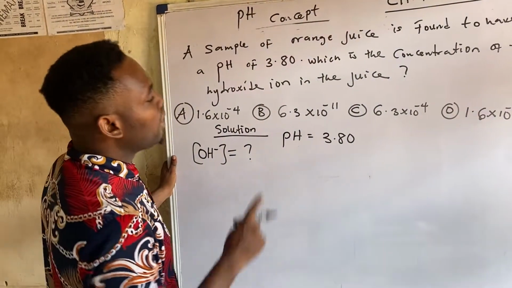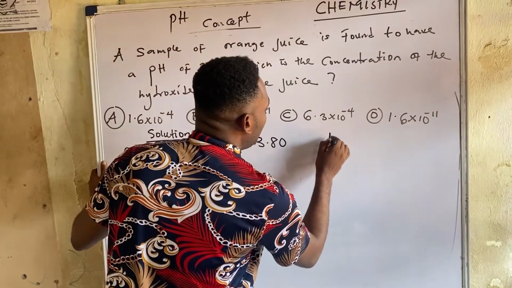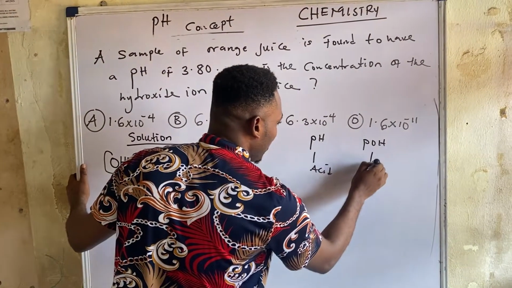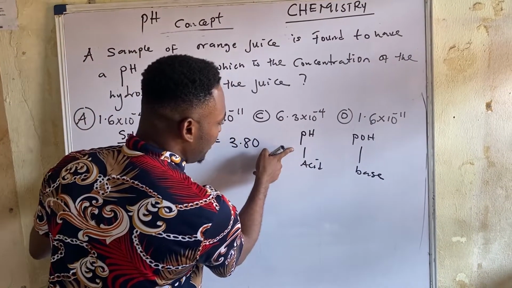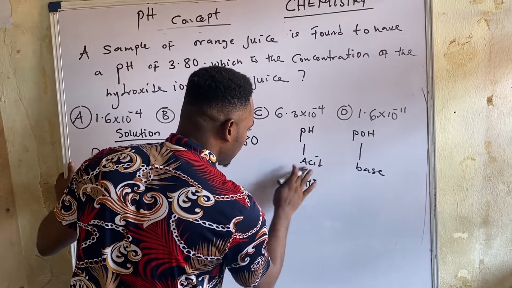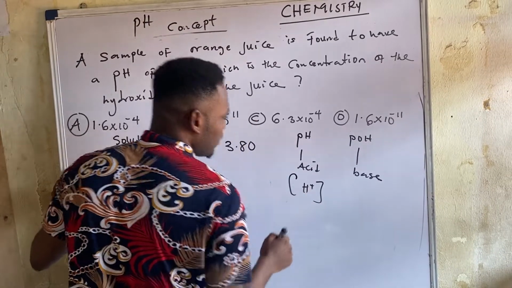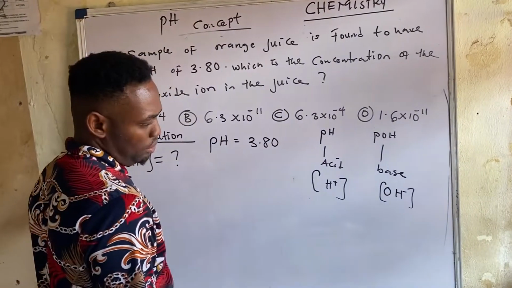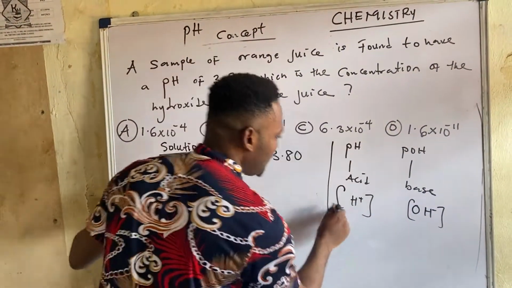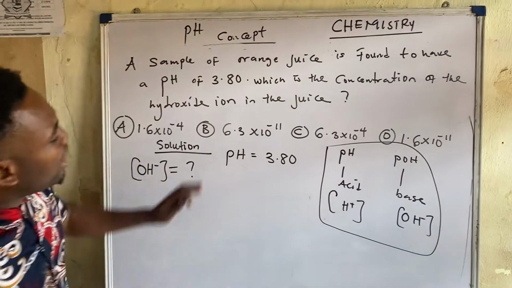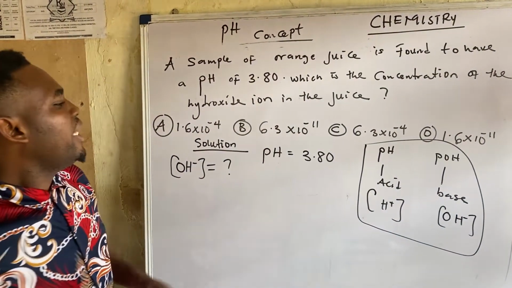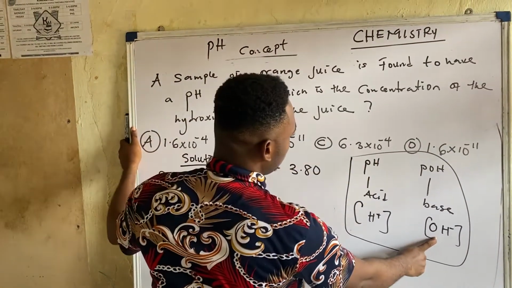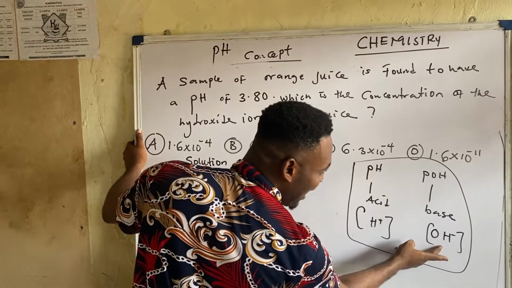We are given pH to be 3.80. Now remember what I said earlier, that pH works for acid and pOH works for base. And when we're talking about pH, what we use is H plus concentration. And when we talk about base, we use OH minus concentration. So look at this, very, very important. Look at what the examiner did here. They did not give us pOH and ask us to find OH. What they gave us is pH and they say we should find OH minus.